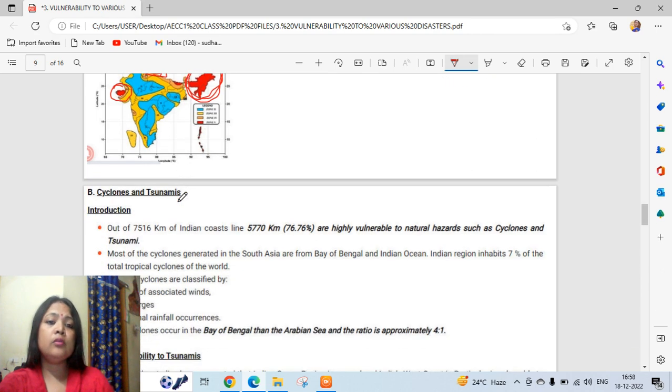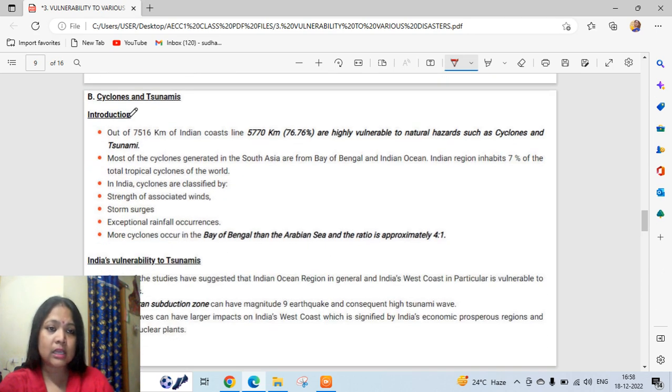Okay, so now let us see cyclones and tsunamis. You know what we mean by cyclones and tsunamis. Cyclone means when wind blows with heavy speed, that is known as a cyclone. Tsunami means when an earthquake generates below the ocean, that creates ocean waves of several feet, which are known as tsunamis. Tsunami is a very often found disaster in Japan, isn't it?